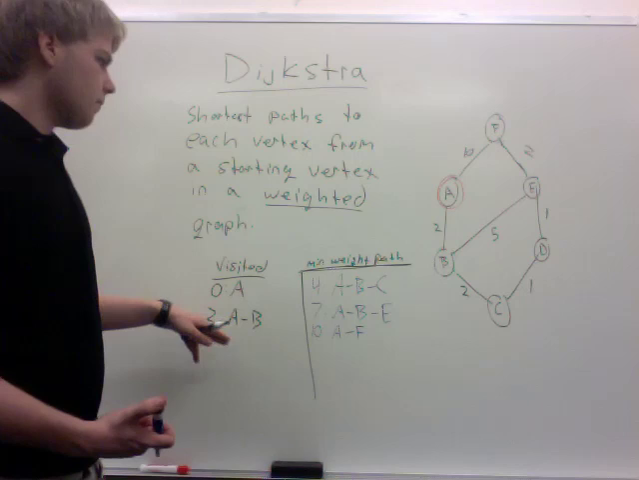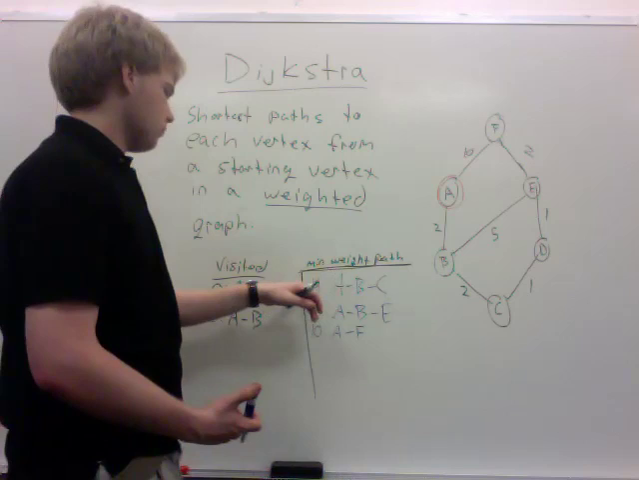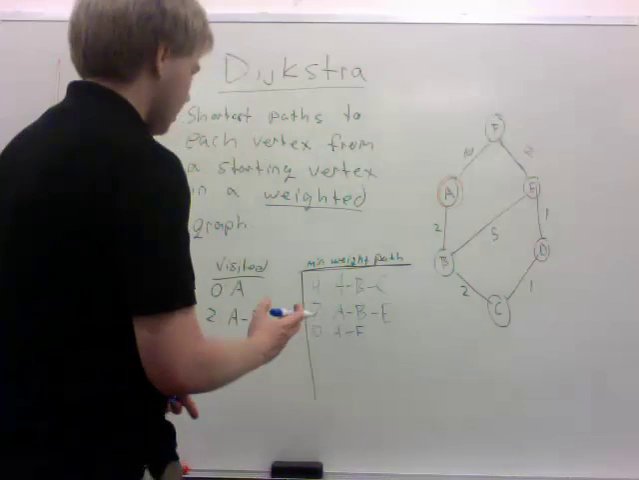Okay, so now we're going to remove the least weight path again. And so we have ABC with weight 4.